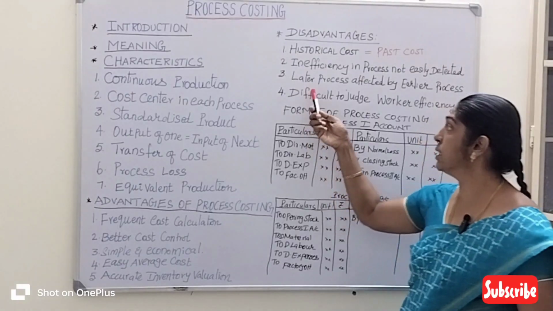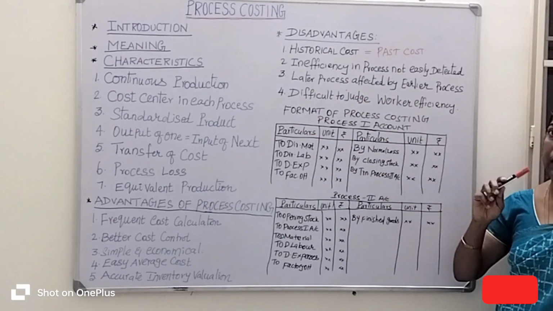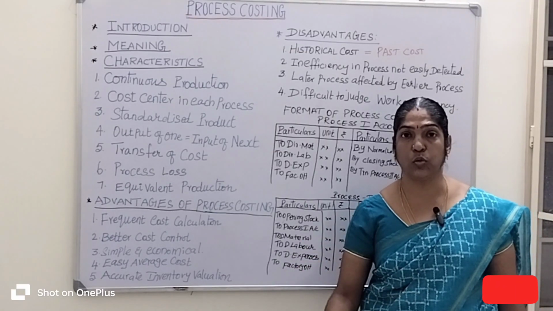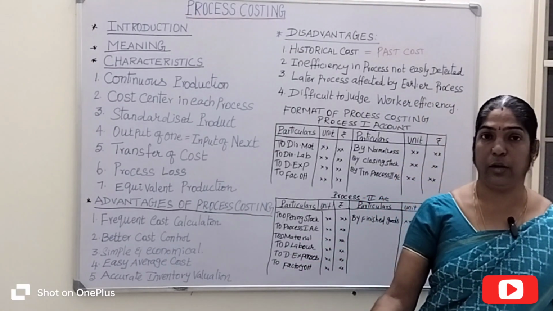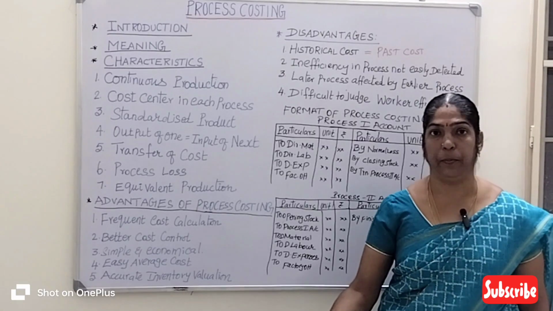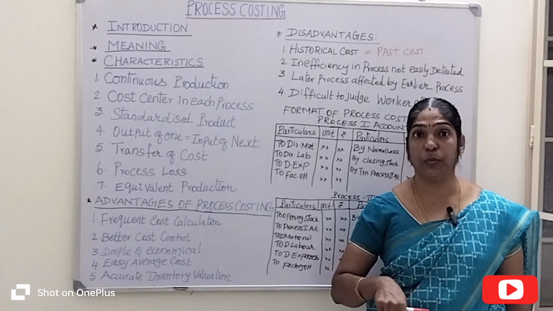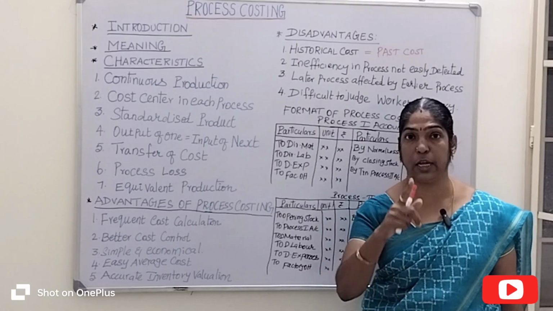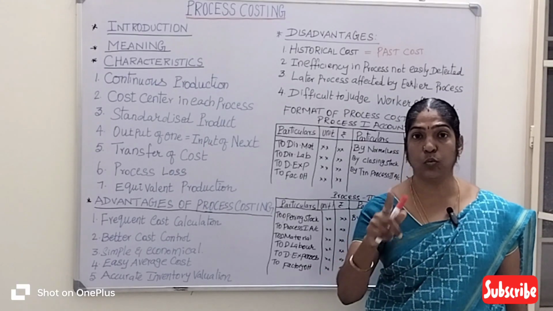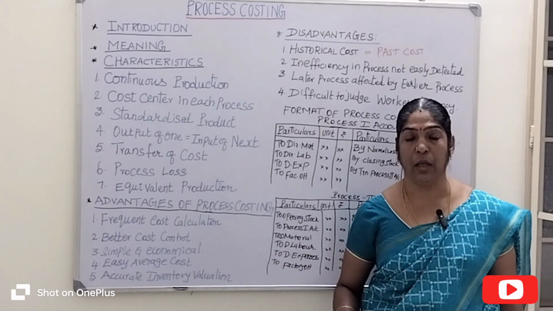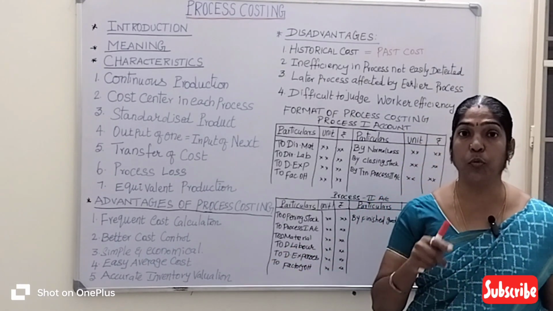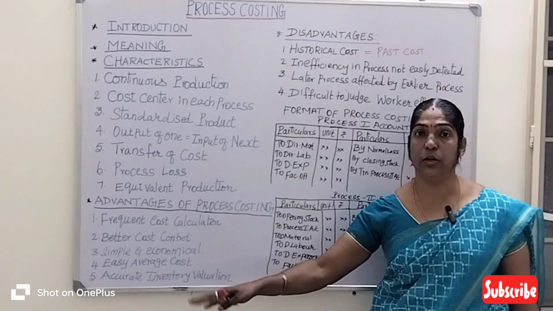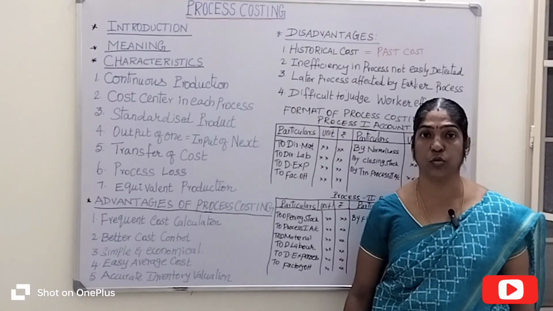Okay, let's come to the third disadvantage: later process affected by the earlier process. Yes, it's true. In process 1, you have machine errors and poor quality, and the next process will be affected because of the earlier process. I will explain with a clear example. Process 1 produces 1000 units, but 100 units were poor quality. Okay, but they are sent to the next process, process 2.